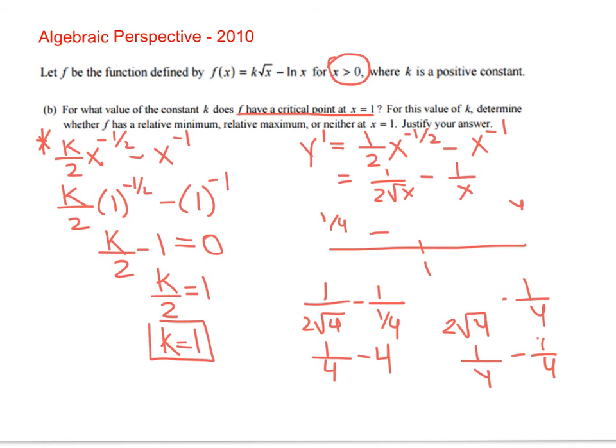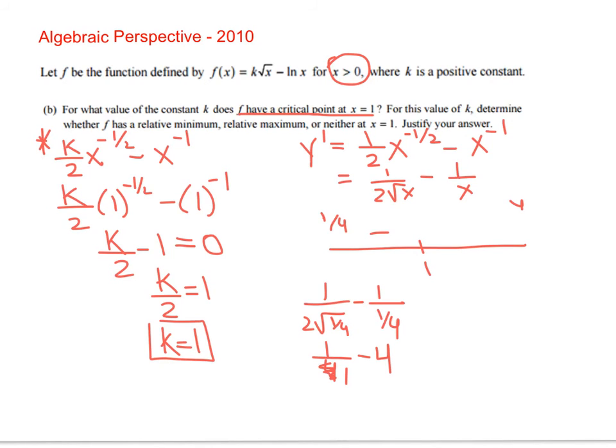Okay, so this doesn't work. While I'm fixing this, let me go ahead and change the mistake I made here. Did you guys see my mistake? I'm sure you did. Right here, this wasn't 2 rad 4. It was 2 rad 1/4. And rad 1/4 is 1/2. Well, 2 times 1/2 is 1. So I end up with 1 minus 4, which is still negative.